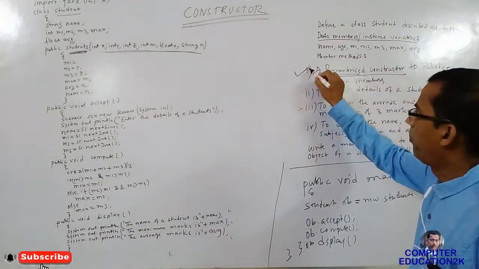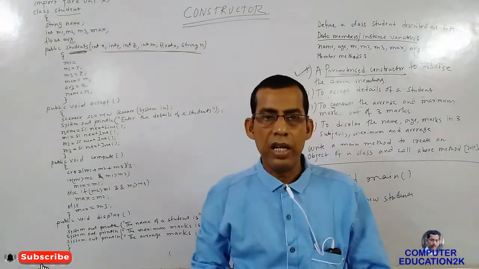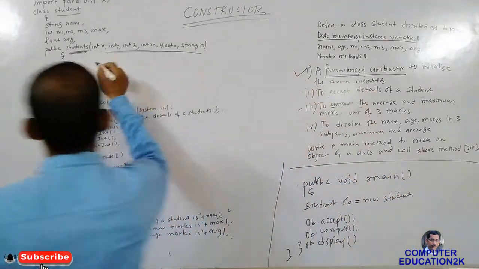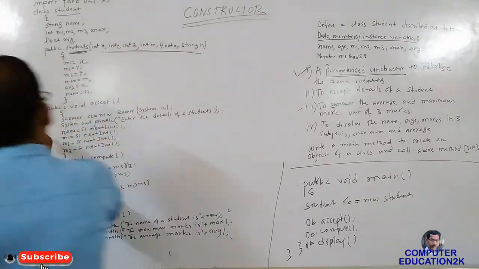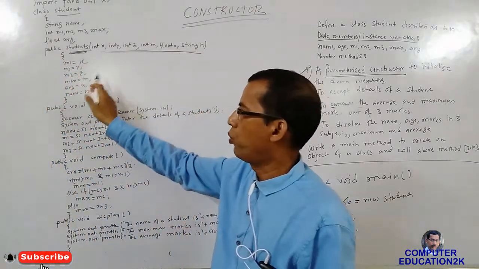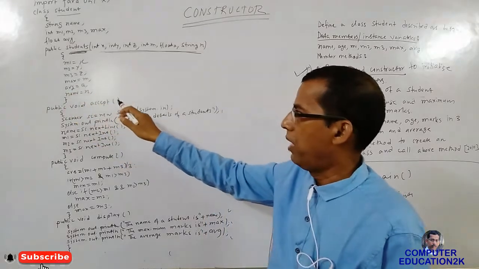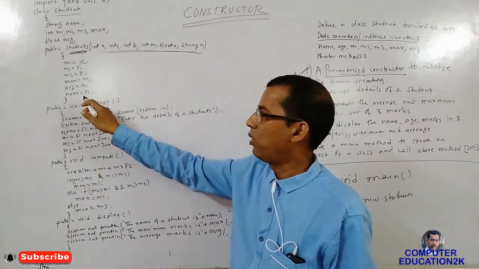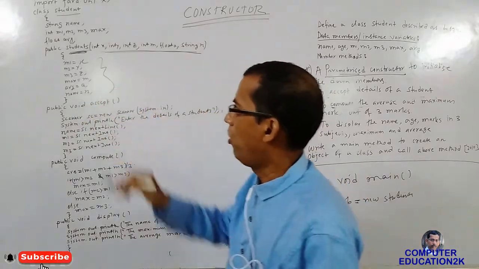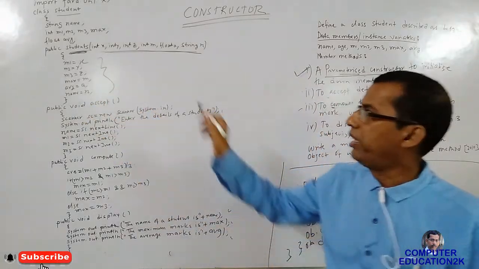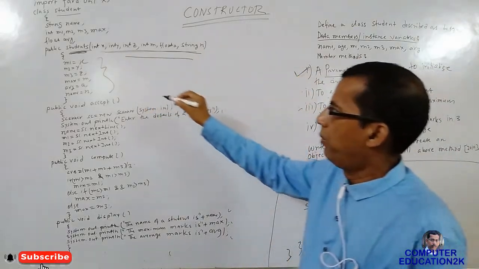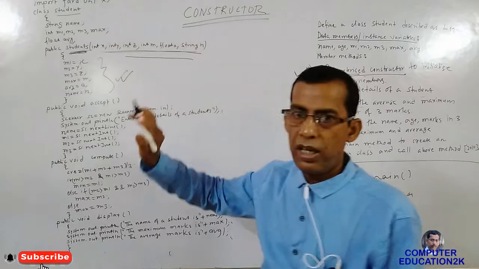And as you know, a parameterized constructor initializes the variables. So I have here initialized all the variables. Here M1 equals X, M2 equals Y, M3 equals Z, max equals M, AVG equals A, and name equals N. So this way I have initialized all the variables with these parameters. Okay, so the parameterized constructor is done here.